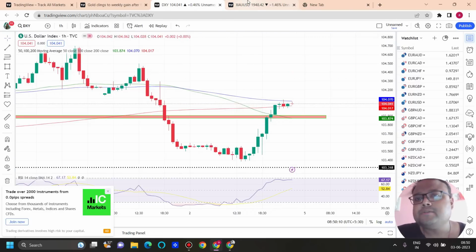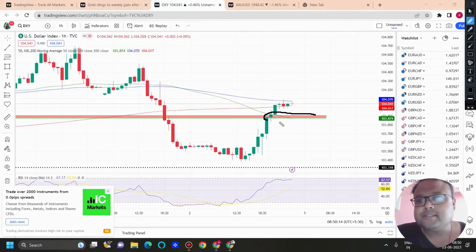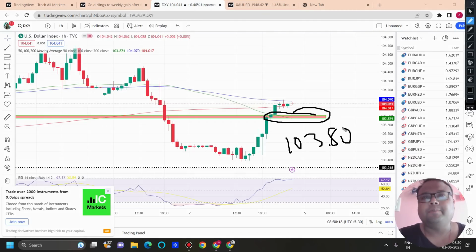And if DXY comes down for correction, then you can expect the dollar to take support around 103.80, 103.85, this particular level here. And in this market situation, we can definitely hope that after some correction, DXY or the US dollar will try to bounce back again. So this is all about DXY.